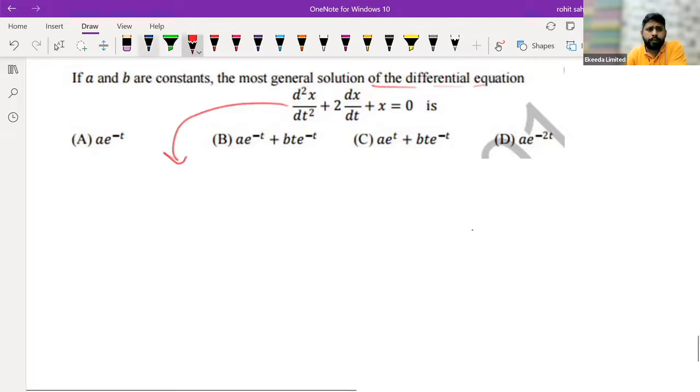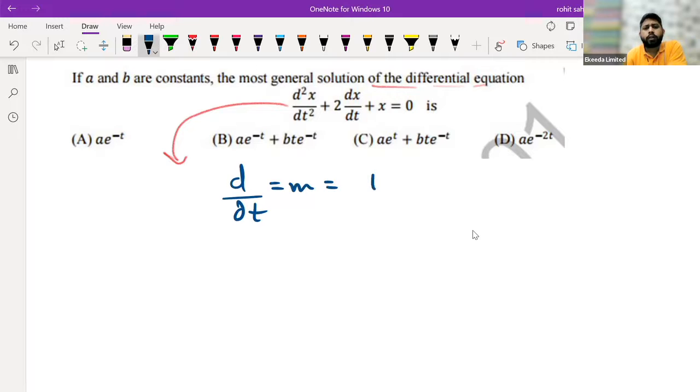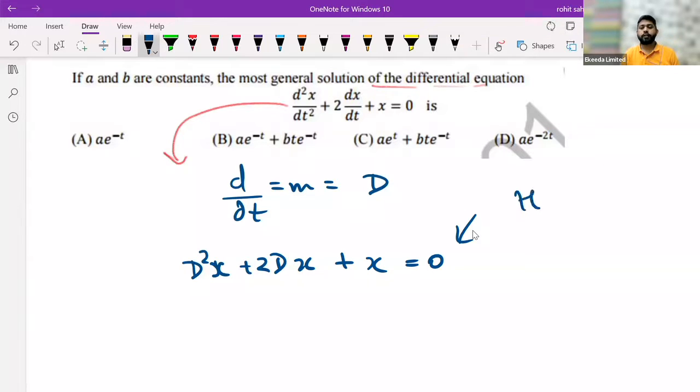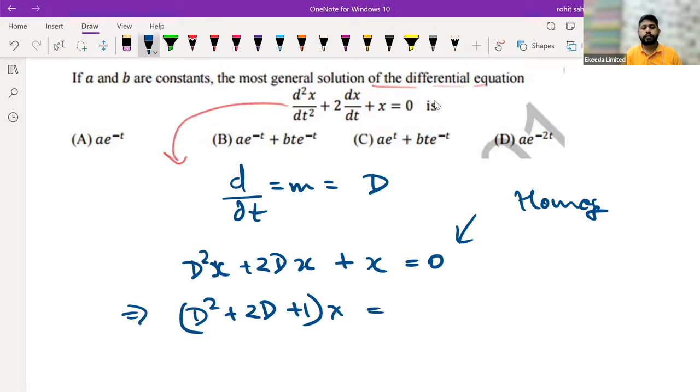So just to elaborate things, you can say that d by dt is your m, or if you want you can write as d, capital D, जो भी चाहिए. तो उस हिसाब से it should be d square x plus 2dx plus x equal to 0. ये होगा. So of course the right hand side is 0, so it is a homogeneous. Fine. Okay, b. I'll just check, क्योंकि मेरा काम तो अभी समझाना है. So let's say if I'm taking x common, this should be d square plus 2d plus 1, and this is x equal to 0.